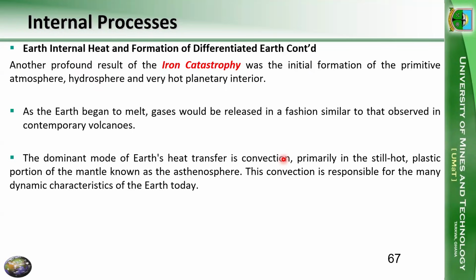So the lighter materials came to the surface. And because of this, we have a lot of iron in the Earth's core. All right, so that is the iron catastrophe.